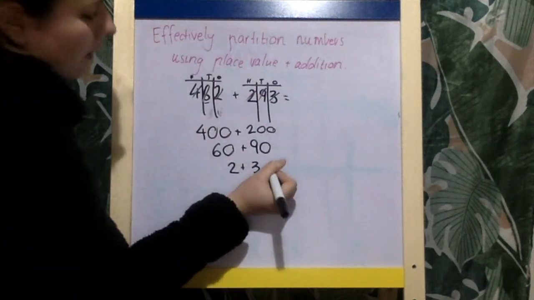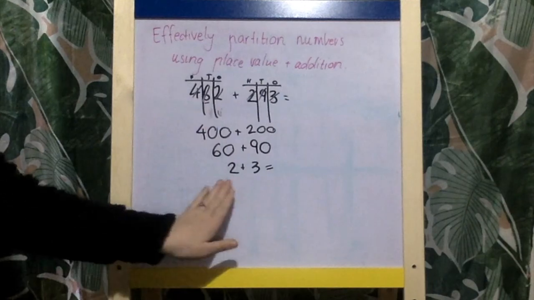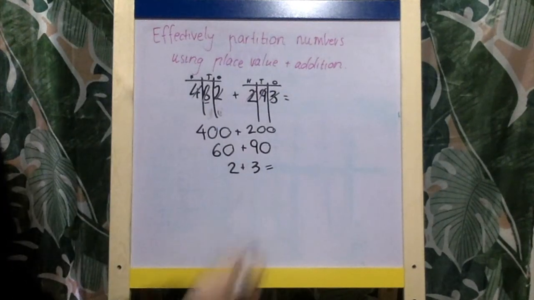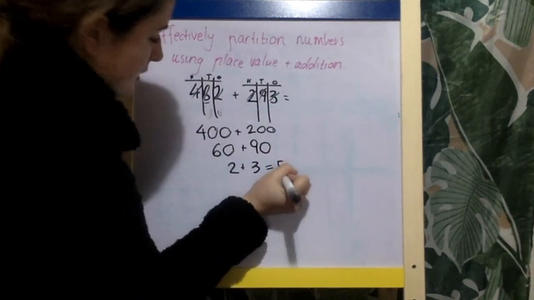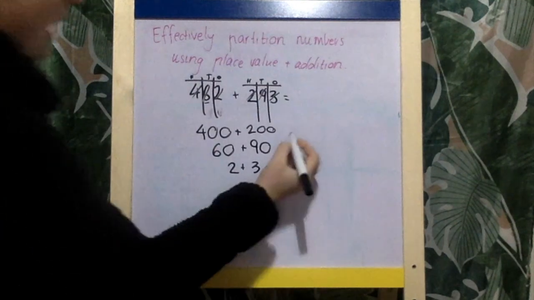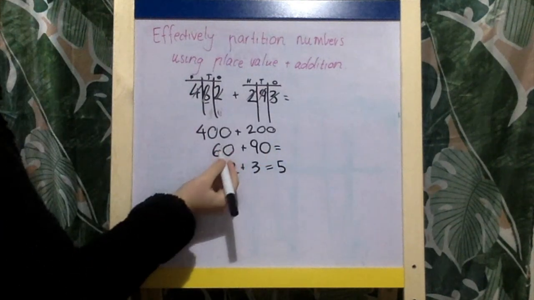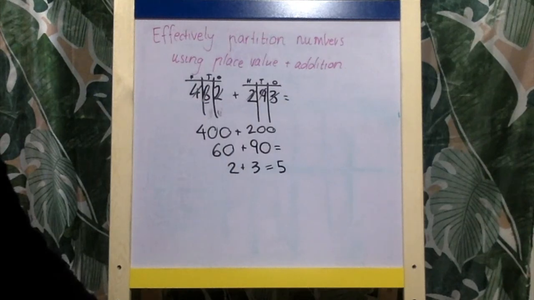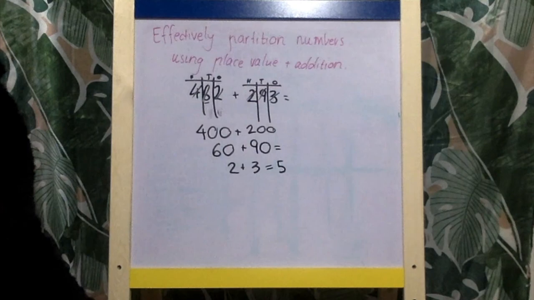So let's start with our ones first. We've got 2 plus 3. Well, I know that's 5. Okay? Our next one is 60 plus 90. What do you think that might be? Pause the video and have a quick talk.